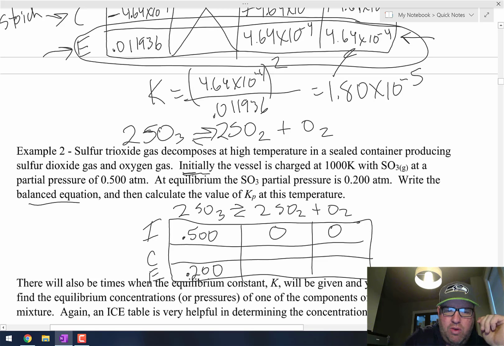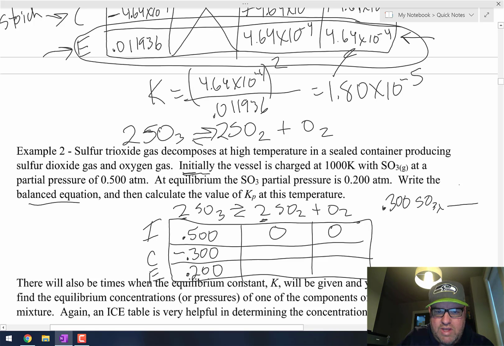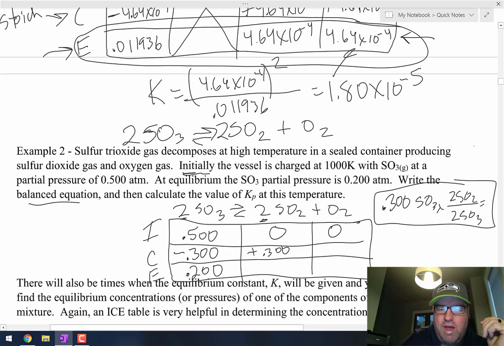So SO3, what did it do? It went from 0.5 down to 0.2, so it had to have gone down by 0.3. Now we're going to look at the stoichiometry of the balanced equation. For every 2 of these, you get 2 of these. And yes, you can absolutely write it out. You can say, okay, the change is 0.3 for SO3, and then use that balanced equation. 2 SO3s makes 2 SO2s. So you can see that if this goes down by 0.3, on the product side, that one has to go up by that same amount based on the stoichiometry of that balanced equation.